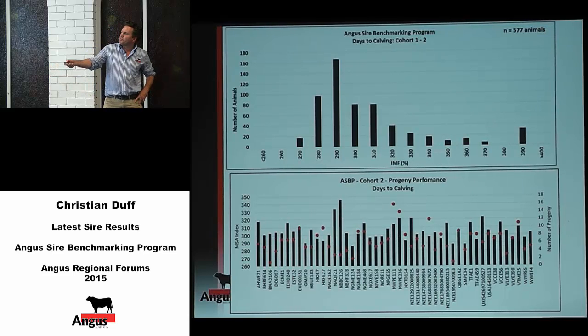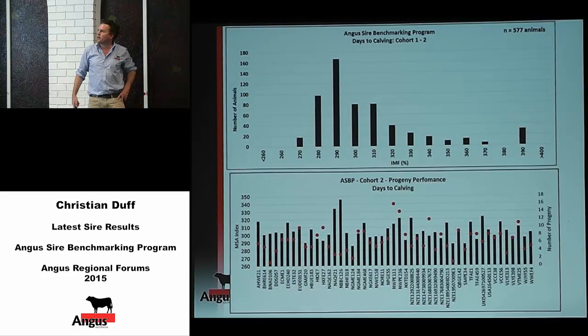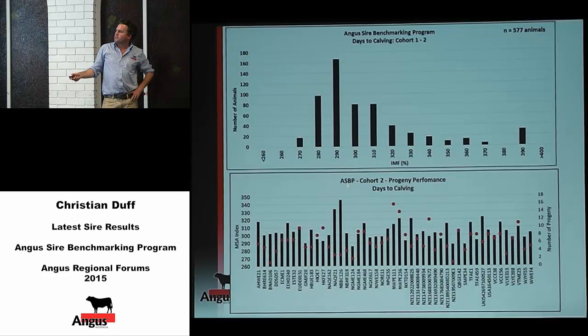So basically, from this information, we've developed our progeny averages for days to calving. This information again is fed into BreedPlan, so look at your days to calving MBV. But just to compare how bulls are performing in the progeny test, Cohort 2, you can see some differences there. You can see some longer values here, and some different values here.